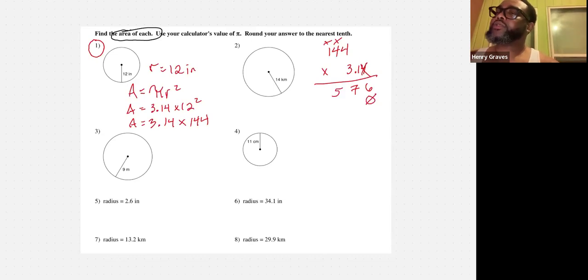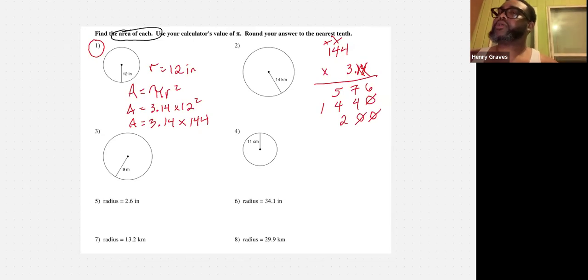I'm going to put 2 zeros. So I cross out a second number now. 3 times 4 is 12. Put the 1 up top. 4 times 3 is also 12, plus 1 is 13. Put the 1 here, so that's 4.